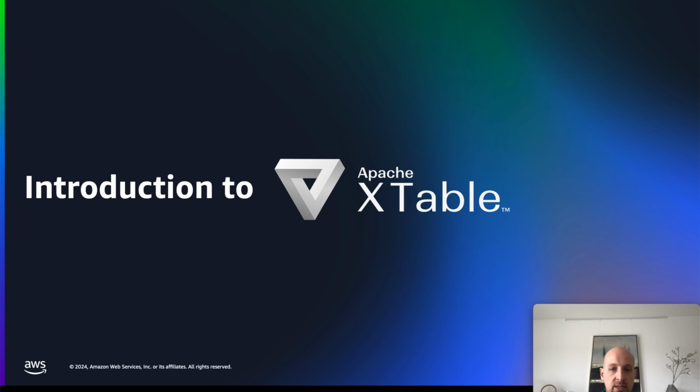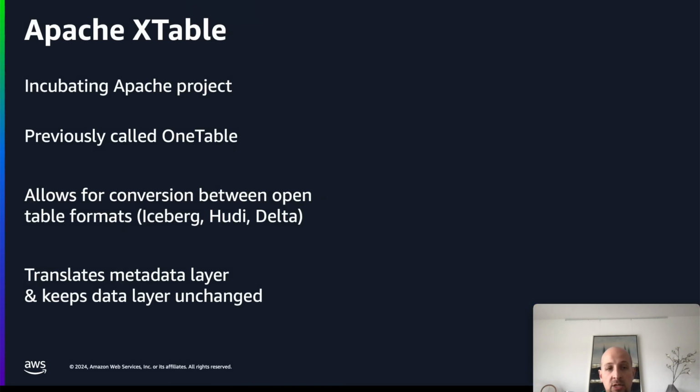Hence, the industry and open source space are currently working on multi-format compatibility solutions. And Apache XTable is one novel solution in this space. It's an incubating Apache project donated to the Apache Foundation by OneHouse and was previously called OneTable.